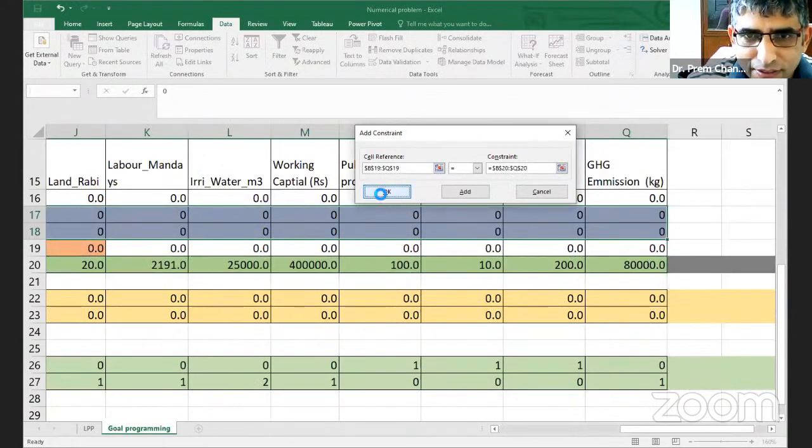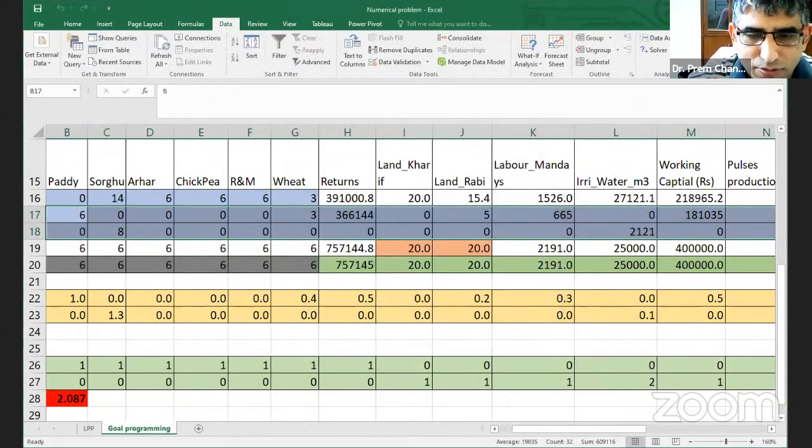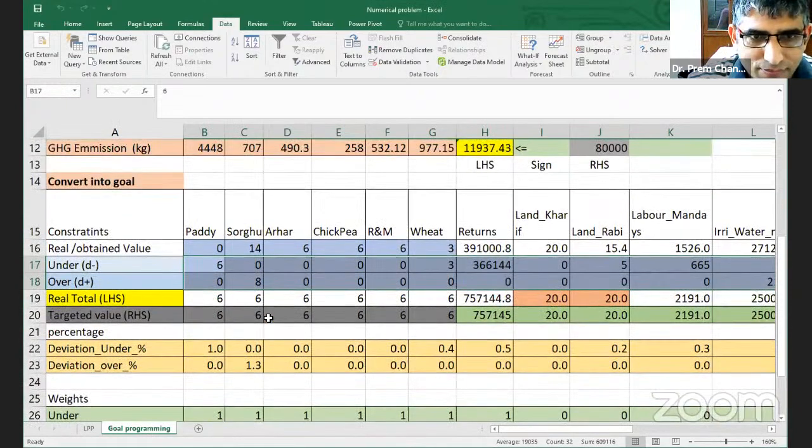Okay, solve it using Solver. It has solved. It has allocated 14 hectare to sorghum, 6 hectare to arhar. Earlier it was allocating more to arhar, because our goal has now also become to reduce the water. So it will allocate more area to sorghum.